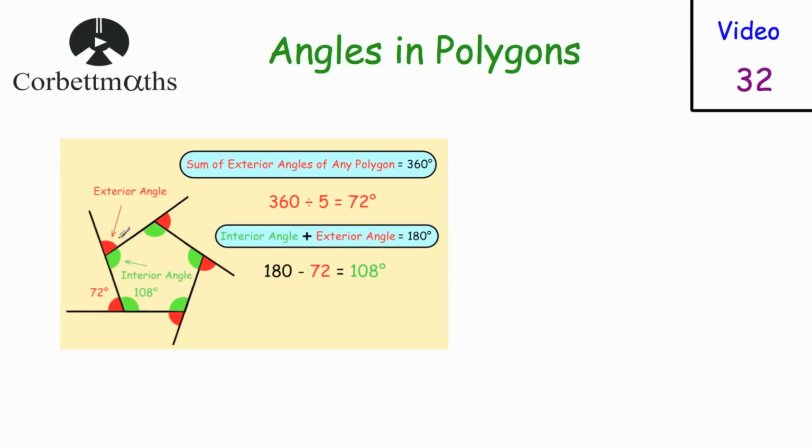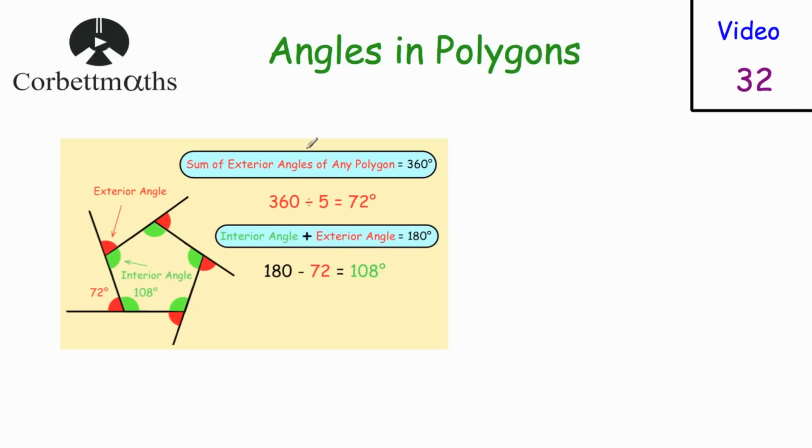So the sum of all those exterior angles, all of these red angles, will be 360 degrees. No matter what polygon you've got, if you add up all the exterior angles, it will always add up to 360 degrees. And then also the interior angle and the exterior angle, because they make a straight line, will add up to 180 degrees. So there are two very useful rules as well.